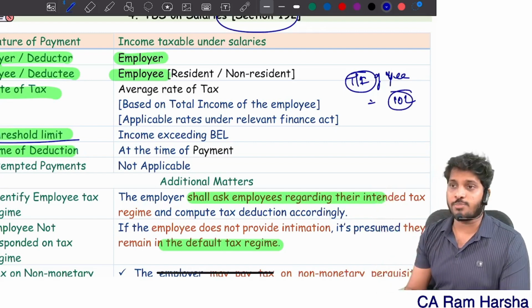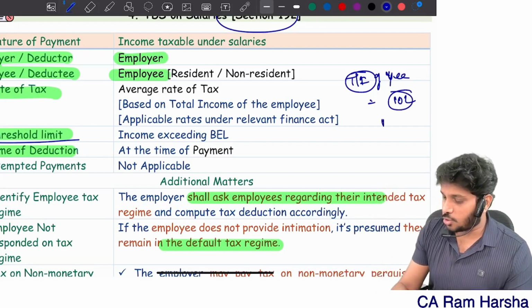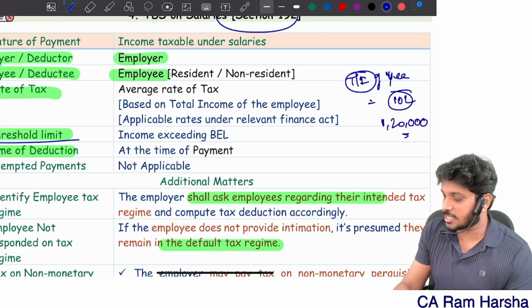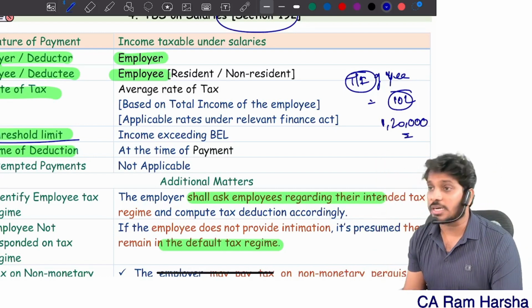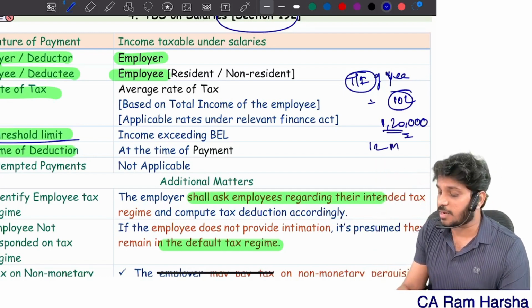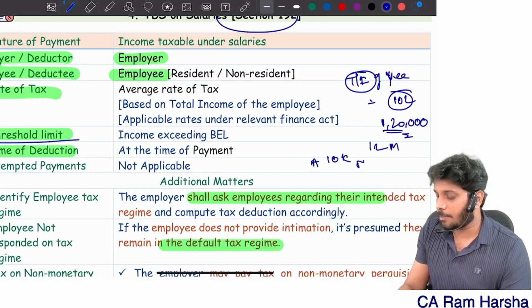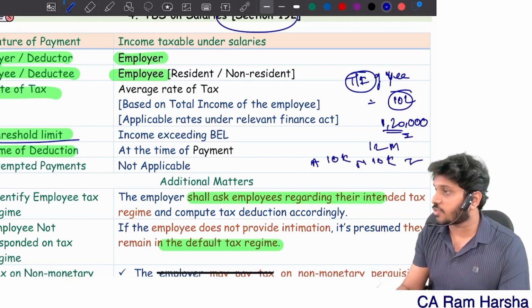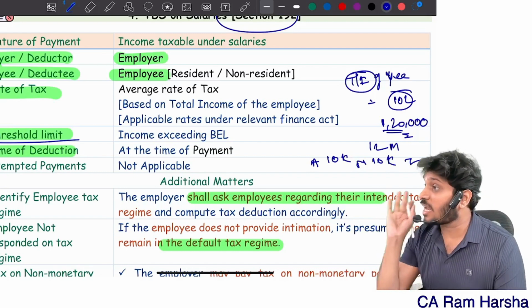Sir, like that I computed. Total income came to 10 lakhs. Total tax liability including education cess is approximately 1,20,000. Now deduct it over 12 months: April 10,000, May 10,000, June 10,000. Deduct it equally over 12 months.